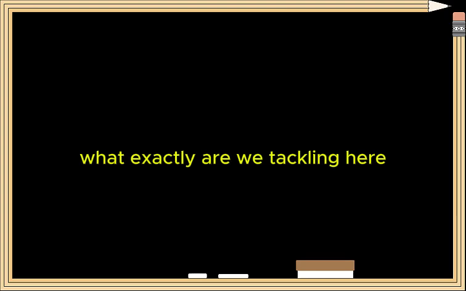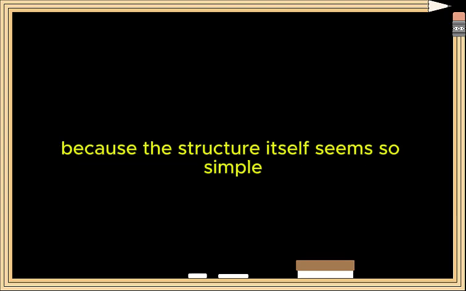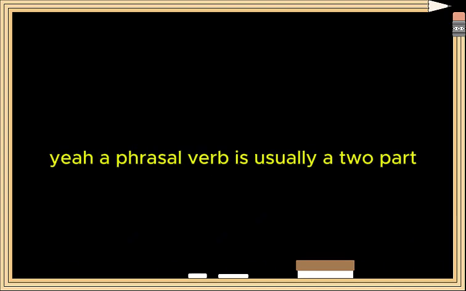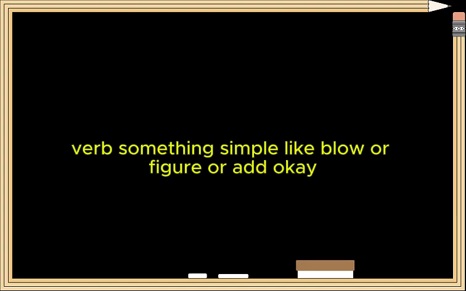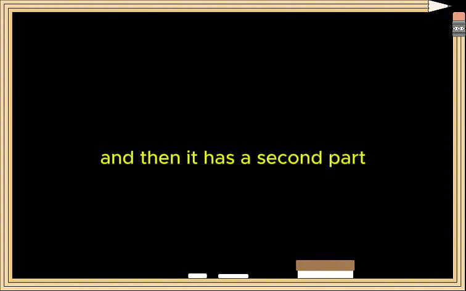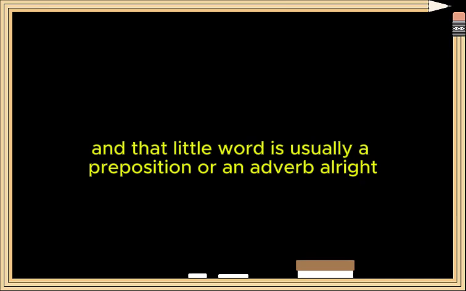What exactly are we tackling here? Because the structure itself seems so simple. It's deceptive, isn't it? A phrasal verb is usually a 2-part, sometimes a 3-part verb. It starts with a regular base verb, something simple like blow or figure or add. And then it has a second part, which we call the particle. And that little word is usually a preposition or an adverb.